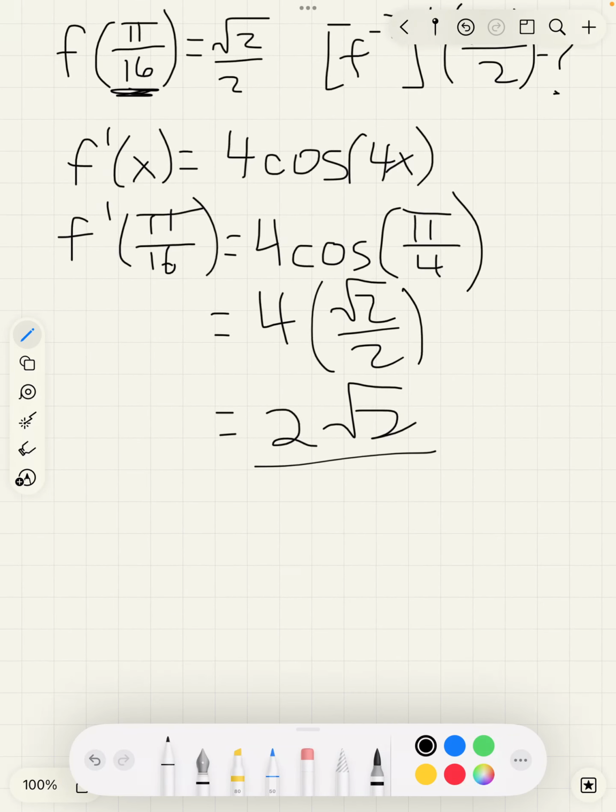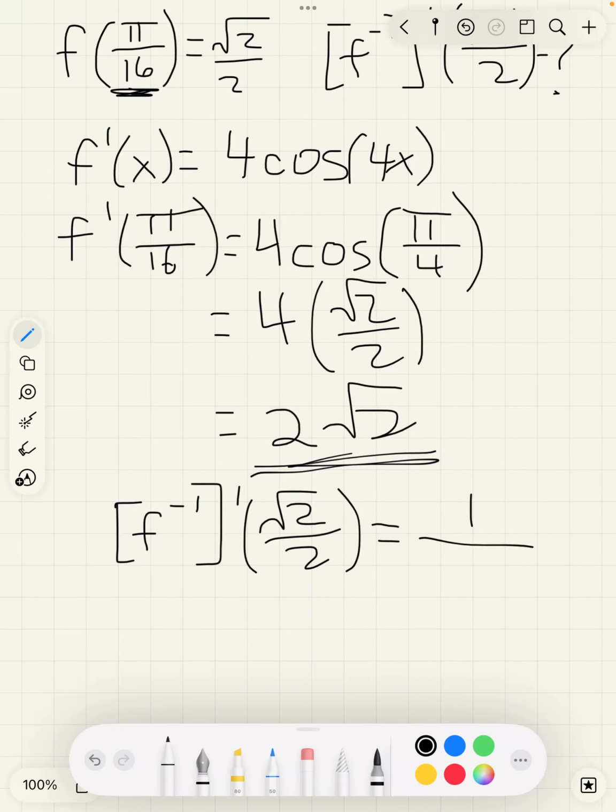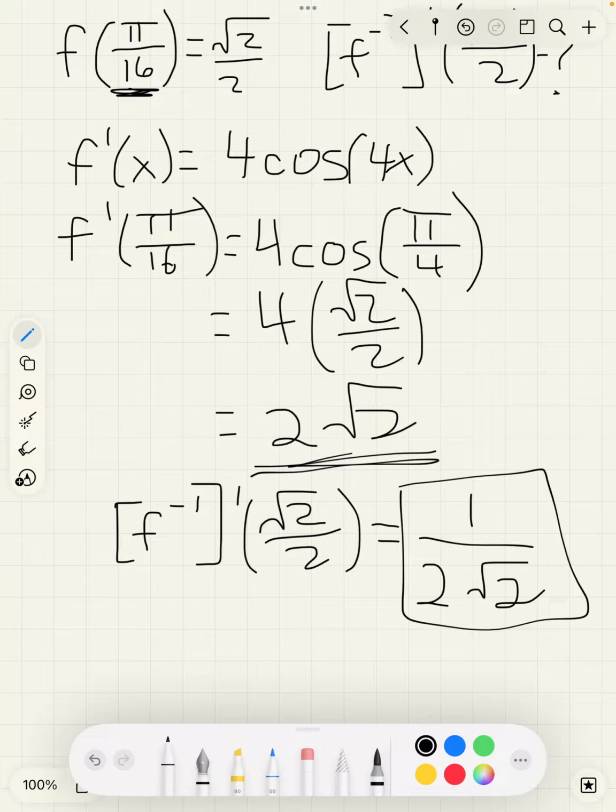If I want to know the derivative of f inverse at the corresponding point, then I need to take the reciprocal of this. So f inverse prime at the corresponding point is 1 over 2 square root 2. And if you really want to, you could rationalize the denominator and get square root of 2 over 4, but that doesn't really matter.